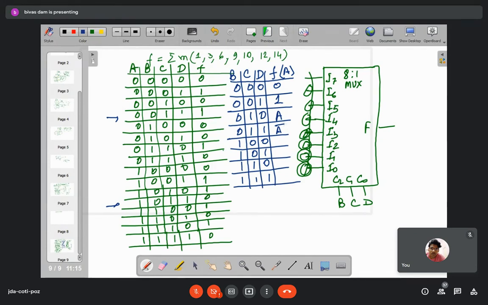Then A, 0, 1. Okay, so now I'll simply connect 0, 1, in over, you know, oh, I missed this.